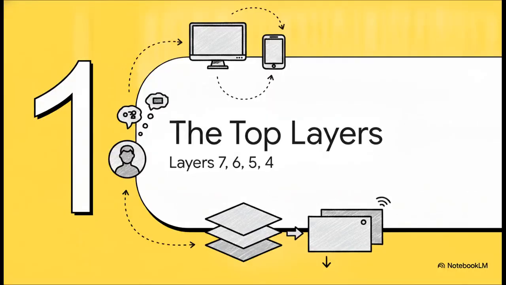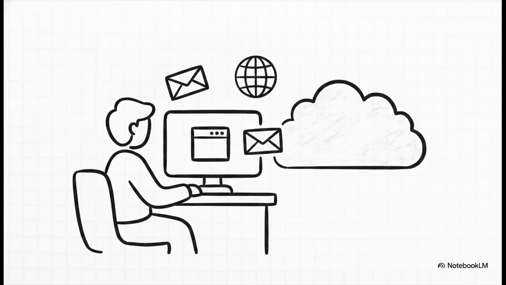First up, we're exploring the top layers. That is, layers 7, 6, 5, and 4. We're starting at the very top, the software layers. These are the ones closest to us, the users. The absolute peak of our block stack is layer 7, the application layer. You can think of this as the actual apps we use and see every day. When you open up your web browser or your email app like Outlook, you are interacting right there at layer 7. It provides the services your software needs to talk to the network.